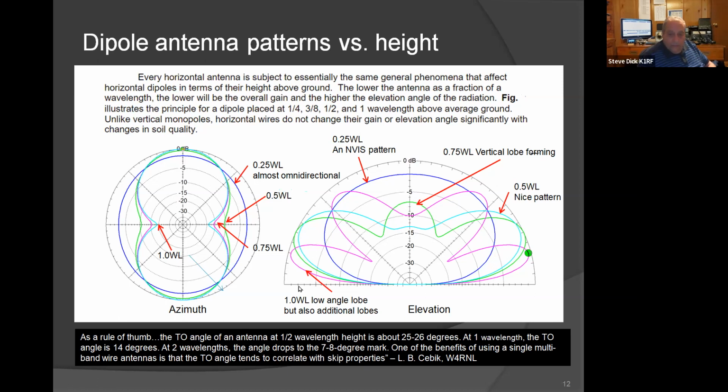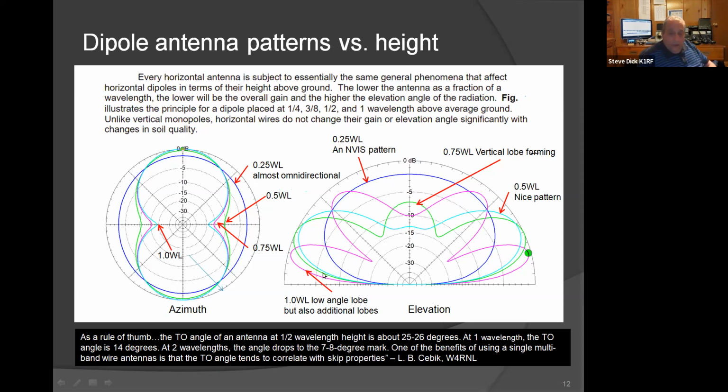When you go up to a full wave, at least some of the experts like Cebik will say, make it as high as you can. I don't know if that's really necessarily what you want to do, but let's assume he's correct for the moment. What happens here at a full wave is that in elevation, you get a main lobe at a lower elevation angle, so it's good for DX, but the lobe gets a little bit narrower, you'll notice, and you get some lobes which are kind of going off at 45 degrees, and they're pretty big fat lobes. So going up to one wavelength doesn't make a particularly pretty pattern.